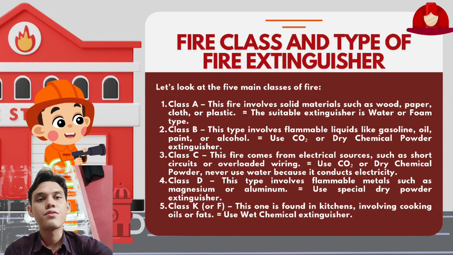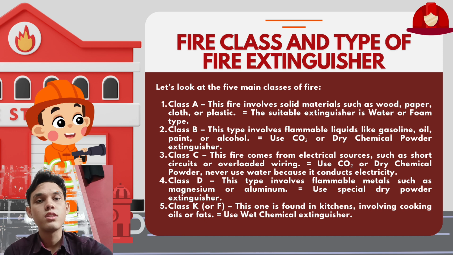Next are the types of fire and fire extinguishers. There are different types of fire, and each type requires a specific kind of fire extinguisher. Knowing these types is very important to make sure we use the right APAR and avoid accidents. Let's look at the five main classes of fire. One, Class A: this fire involves solid materials such as wood, paper, cloth, or plastic, and the suitable extinguisher is water or foam type.